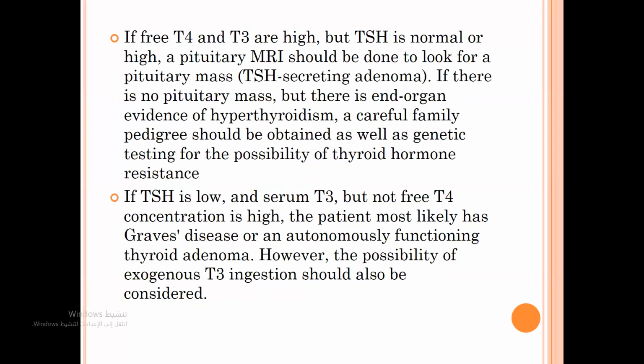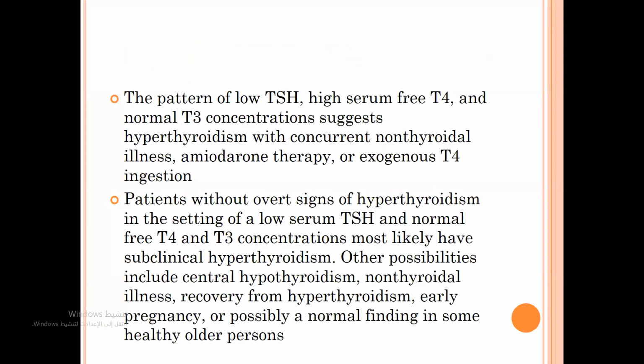If T4 and T3 are high, but TSH is normal or high, a pituitary MRI should be done. Maybe there is suspicion of a TSH-secreting adenoma. So the hyperthyroidism in this case is not from the thyroid itself, it is actually from the pituitary gland. If TSH is low and serum T3 but not free T4 concentration is high, the patient most likely has Graves disease or an autonomously functioning thyroid adenoma. The possibility of exogenous T3 ingestion should also be considered. The pattern of low TSH, high serum free T4, and normal T3 concentration suggests hyperthyroidism with concurrent non-thyroidal illness, amiodarone therapy, or exogenous T4 ingestion.